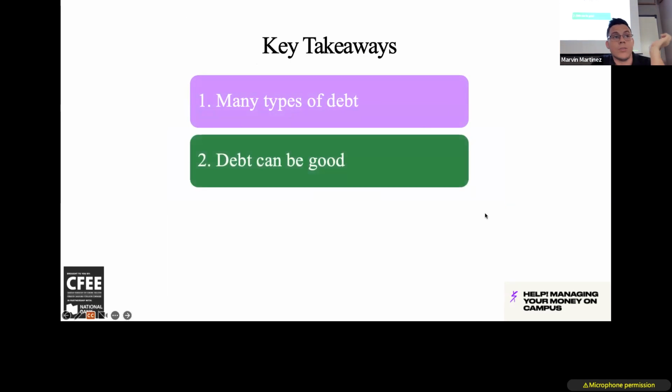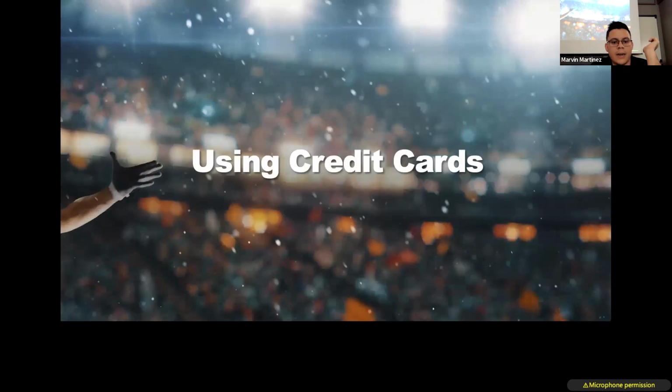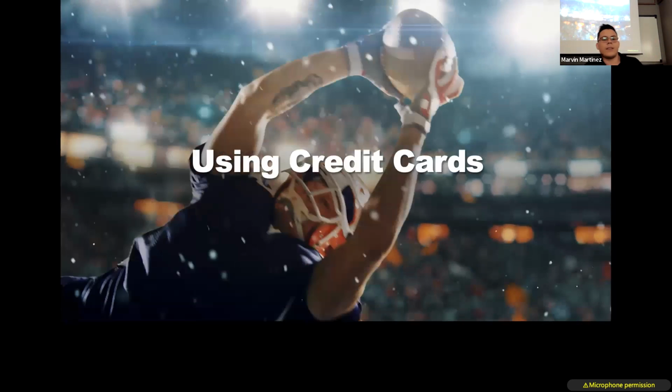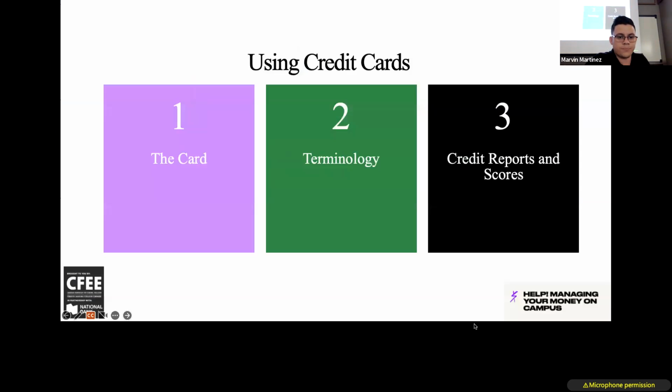Debt can be good, all right? We can get a house, we can get a car to go to work, like in the video. And the ways to lower your debt. Those are the three big things we can take out of this. So now this is also important, using credit cards.